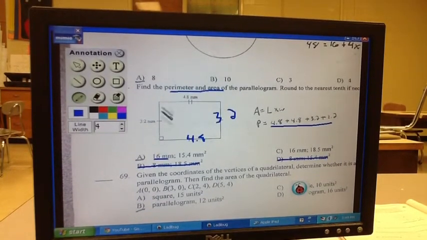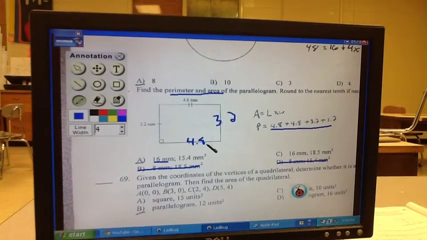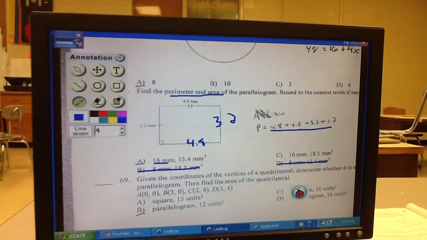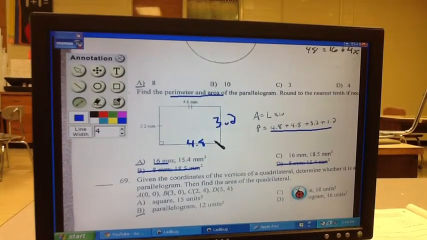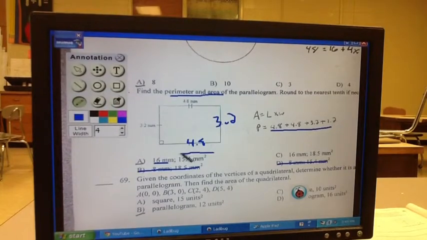Remember, for the area of a simple rectangle, square, or parallelogram, we just multiply the length times the width, or sometimes they say length times height. Either way, it's 3.2 times 4.8, which ends up giving us 15.4.